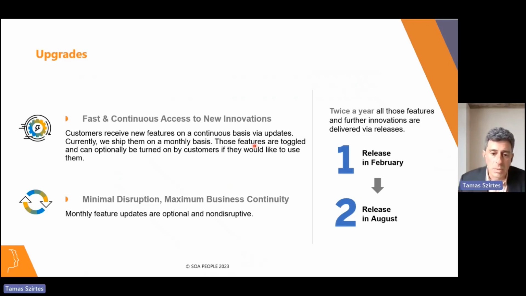But in the public edition, which this slide is about, there is a new policy, which is that there are two main releases, in February and in August. So only twice a year. It used to be four, but now it's only twice a year. But when SAP moves from four to two, that doesn't mean that they slow down, because there will be continuous release of updates on the system, and those features are toggled and can optionally be turned on by customers. So I think this is an improvement. And then these monthly features are supposed to be non-disruptive.